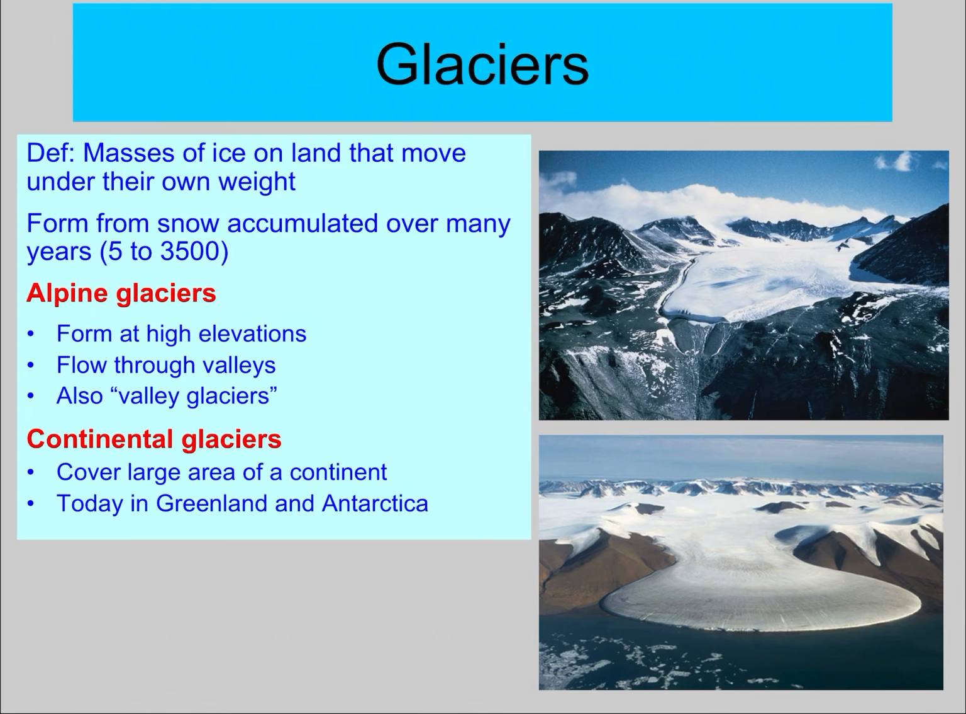The interesting thing about Greenland is it's covered in ice, and Iceland is green, but in Greenland we have a continental glacier, as well as Antarctica, where the continent is a continental glacier. Okay, so those are the two differences. One originates up in a mountain, and the other one covers a large area of continent or land.